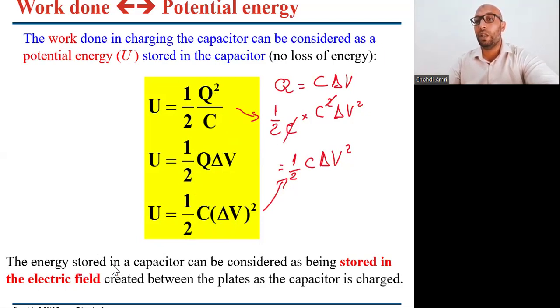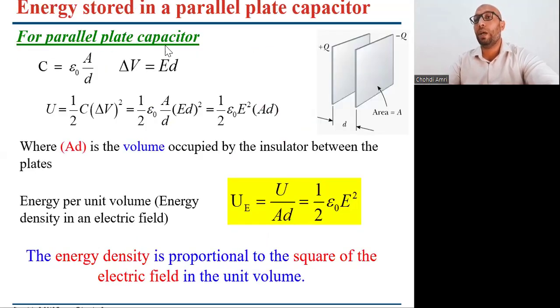The energy stored in the capacitor can be considered as being stored in the electric field created between the two parallel plates of the charged capacitor. Let's talk about this a little bit. If we consider a parallel plate capacitor, as you know from chapter 24, lecture 1, the capacitance is equal to epsilon naught multiplied by A over D. A is the area of these parallel plates, and D is the distance between the two parallel plates. Don't forget that delta V is equal to the electric field multiplied by the distance between these two parallel plates.